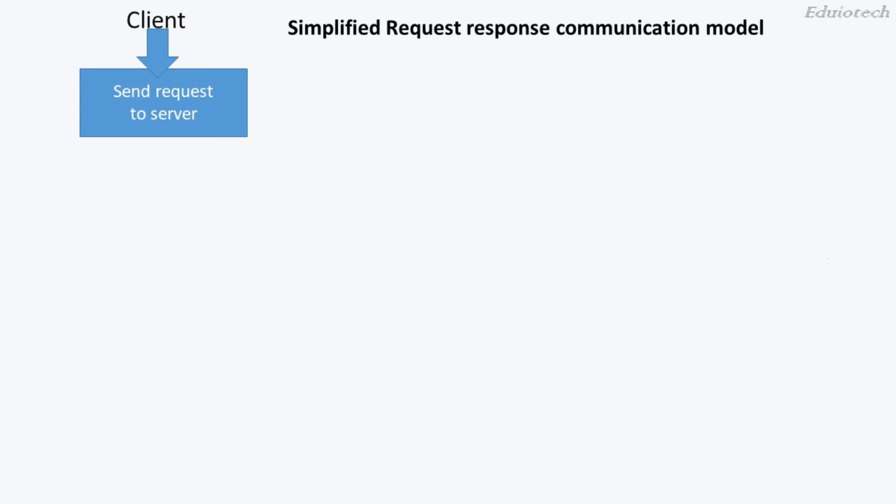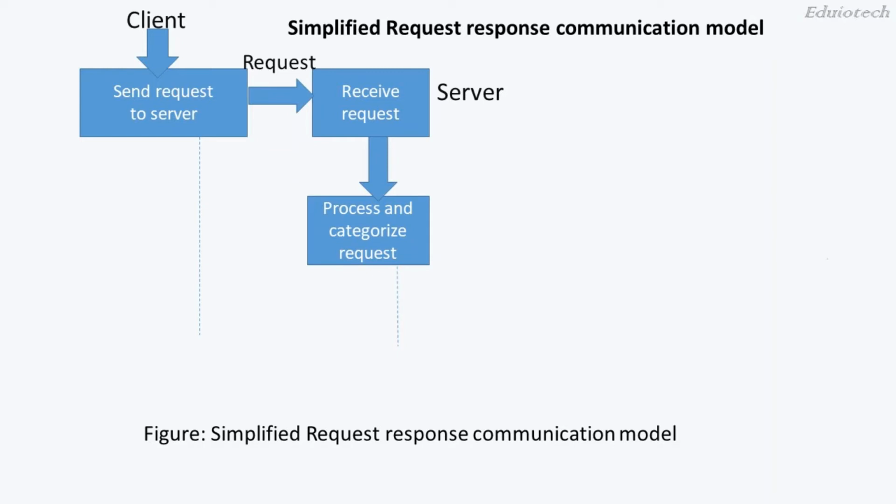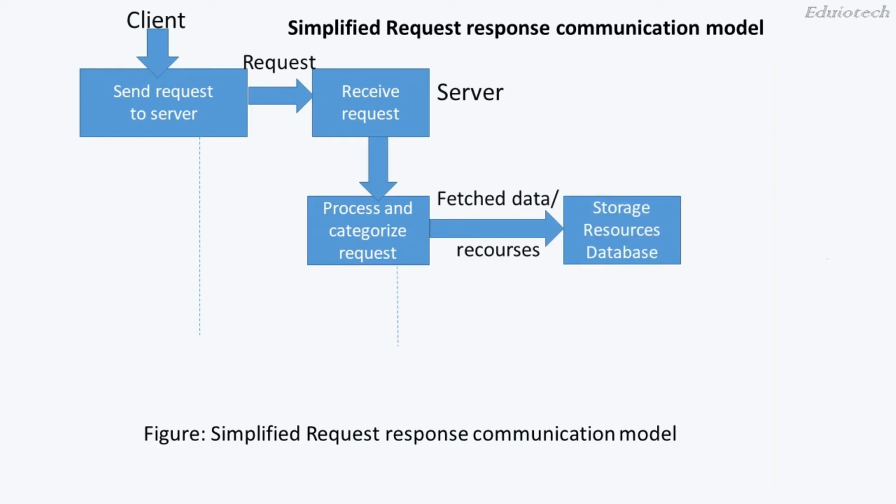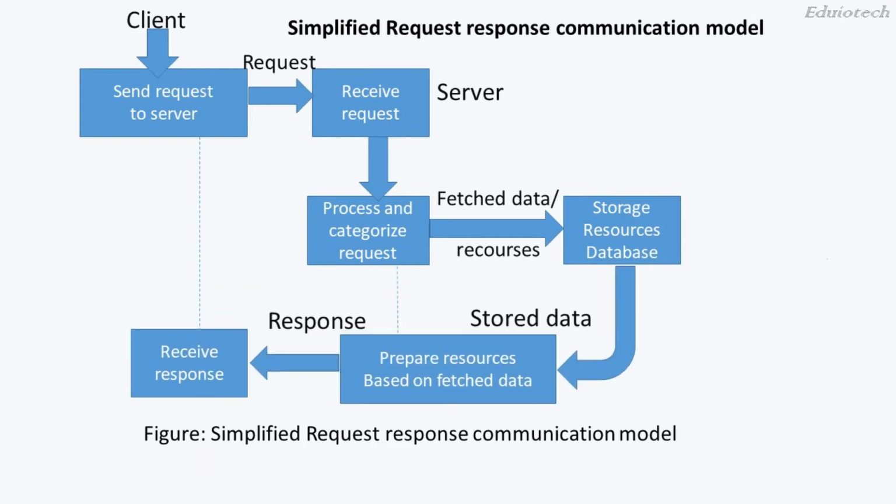This is a simplified structure of the request-response model. The client sends a request, and the server responds to the request. On reception of the request from the client, the server categorizes the type of request and determines what kind of data needs to be sent as a response. The server fetches this data from the storage, either local or remote, and prepares a response with the fetched data. Finally, the server sends this to the client as a final response, completing one request-response cycle.